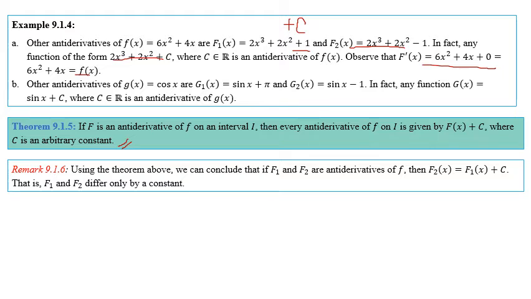Using the theorem above, class, we can conclude that if F sub 1 and F sub 2 are antiderivatives of f, then F sub 2 of x is just equal to F sub 1 of x plus the constant C. That is, F sub 1 and F sub 2 differ only by a constant. So, tama, di ba? Kung titingnan natin dito sa example na to, magkaparehas lang talaga yung antiderivative nila, but dito lang sila nagkaiba sa constant. Okay, plus or minus 1, plus or minus 2, pwede yun.